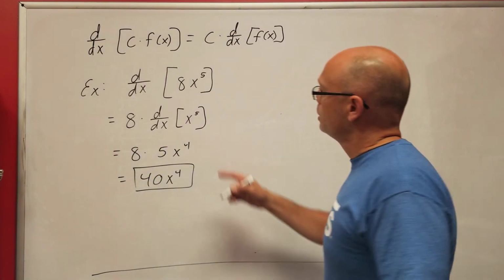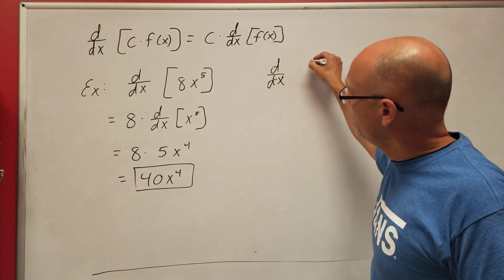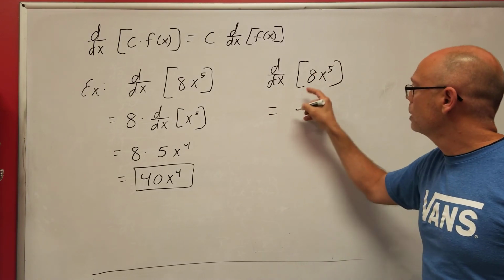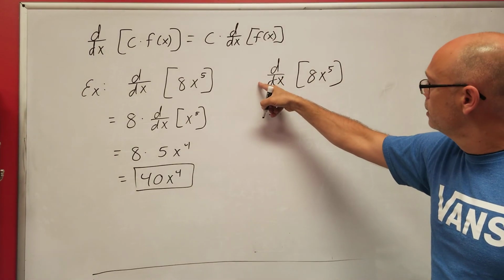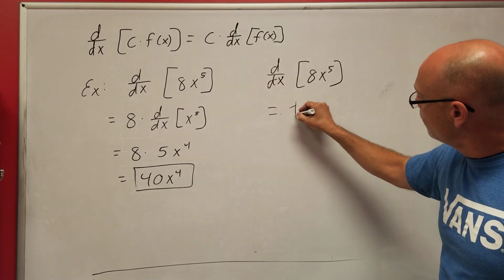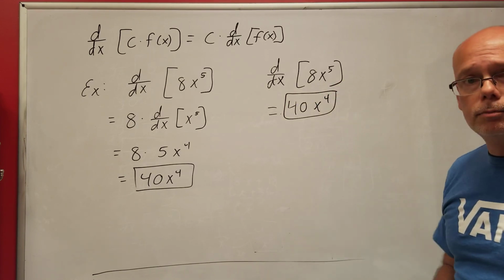Now, what most people do here is they just do it this way. They just say, okay, the derivative with respect to x of 8x to the fifth is, they think, okay, well, I think if I pull the constant out here, I'm going to have to multiply it anyway. So I'm going to say 5 times 8 is 40, x to the fourth. Either way.